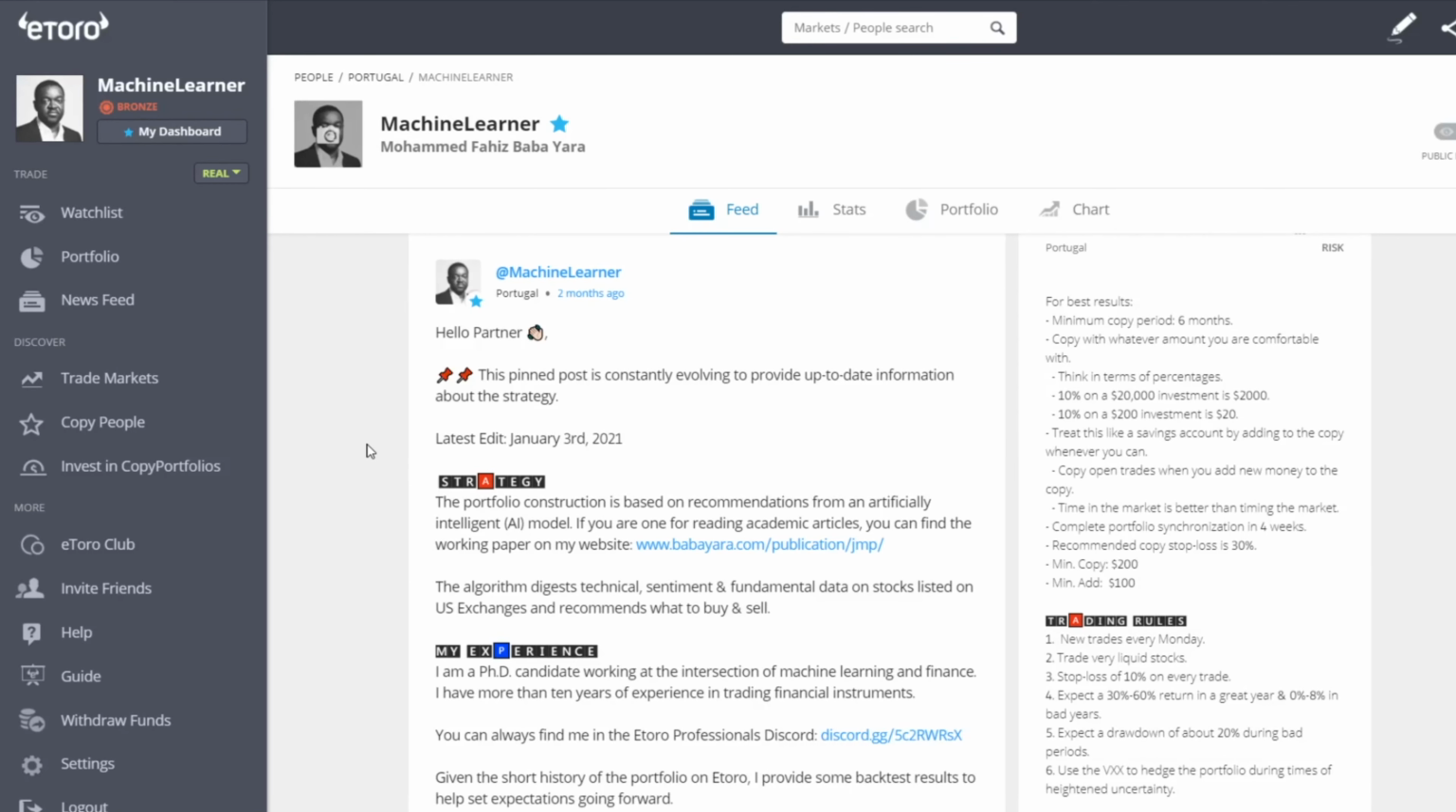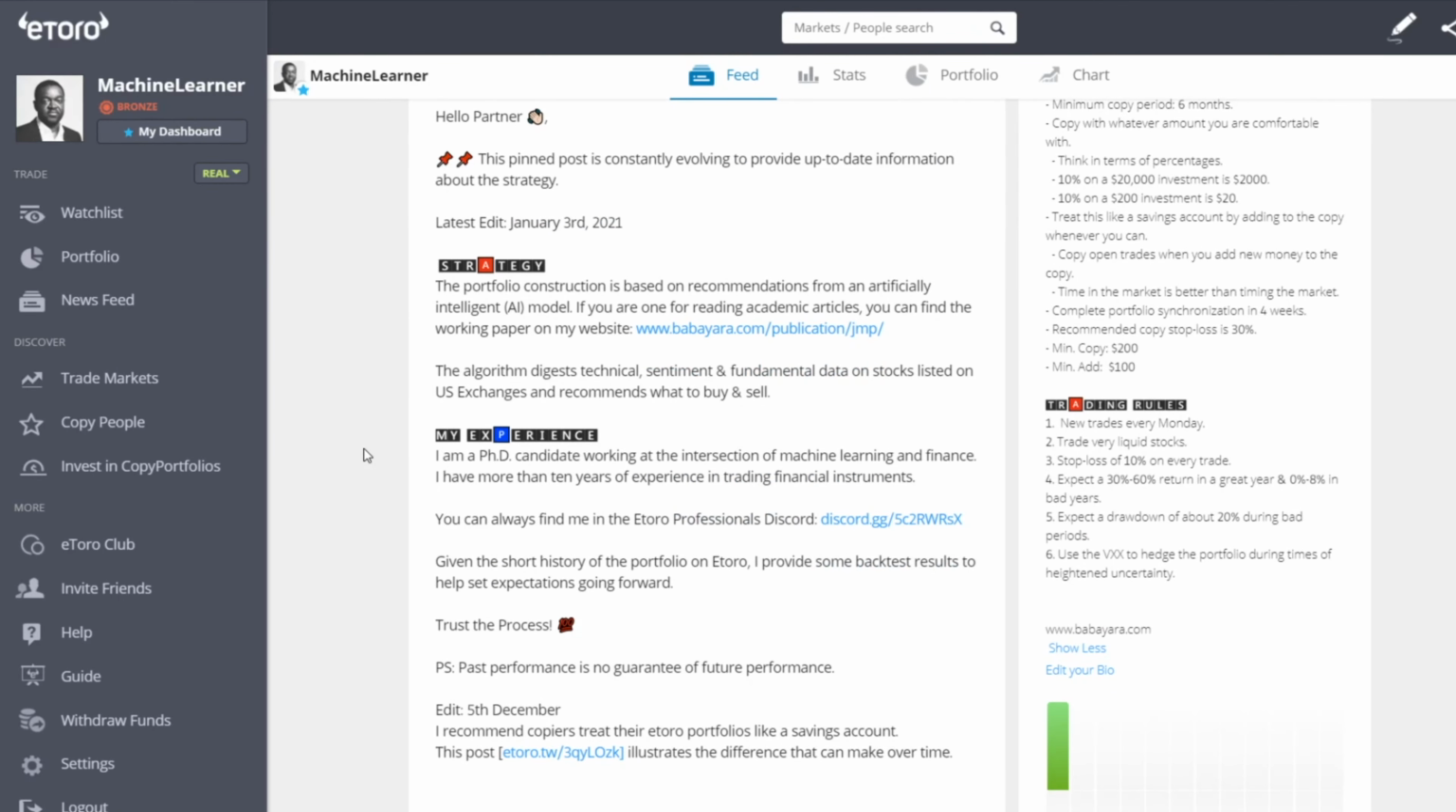A little more about what exactly is this artificial intelligence portfolio. So the basic strategy is simple. The portfolio is constructed on recommendations from an artificial intelligence model, an AI model. So if you're one for reading academic articles, you can find a working paper on my website, papayara.com. It's on the job market, and you should get all the technical details in there.